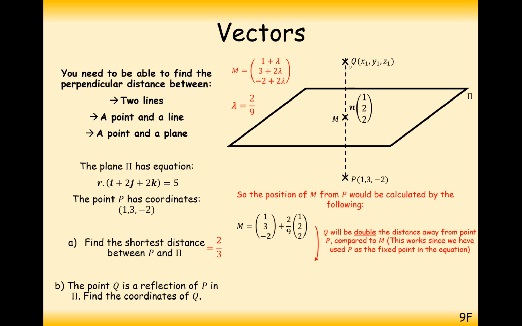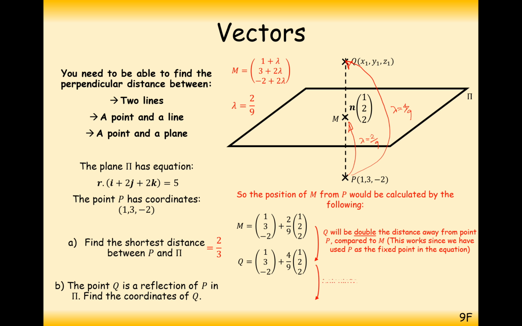Q is going to be double this distance away from the point P if we compare that to M. This works since we've used P as the fixed point starting the equation of our line. So Q is going to start at (1, 3, -2) plus 4/9. So effectively from here to here, that was a lambda value of 2/9. From here round to here now, this is going to be a lambda value of 4/9 because it is twice as far away from P as M.